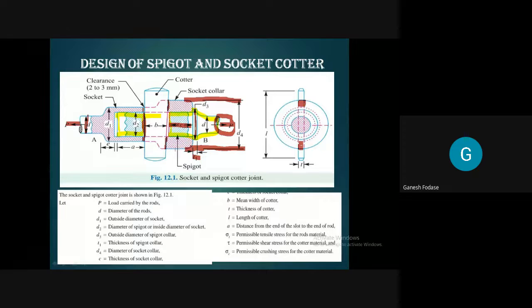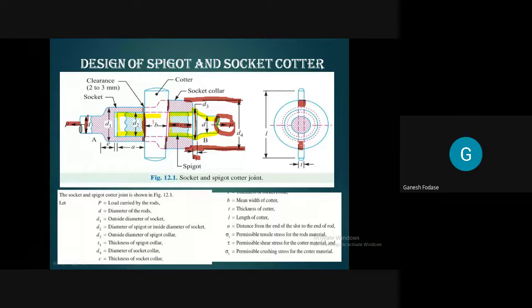Then b is the minimum width of the cotter. Actually the cotter is tapered, so width we can't define uniformly, but the width has some taper portion. So the minimum width of the cotter is defined, and that is b. So small b is the minimum width of the cotter.